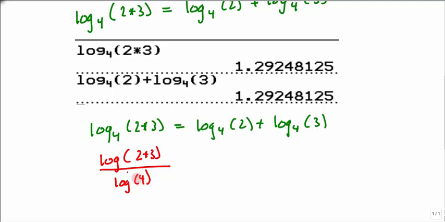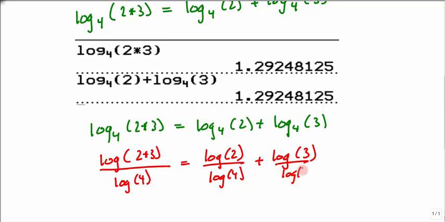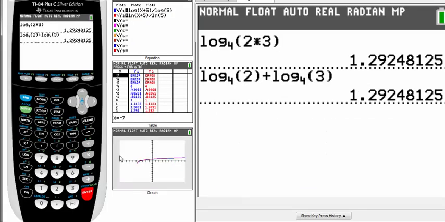This is the common log. I can replace this with natural log and I'll get the exact same answer. This would be log of 2 over log of 4. And this would be the log of 3 over log of 4. Notice base always goes on the bottom. So let's plug these into the calculator as well. Do the left-hand side first. Log of 2 times 3 over log of 4. And again, if you want to use natural log, you can.